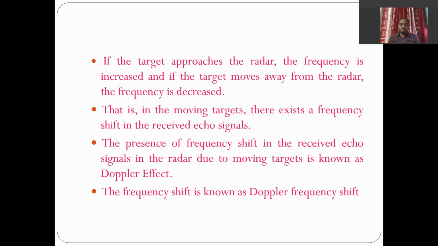This happens because, consider n wavelengths are there between you and the target. You are the radar, the CW radar system, and between the target and you there are n lambdas. If the target is coming towards us, that n lambda occupies a distance of r. When the target is approaching you, this r is decreasing. That means the time required to execute n lambdas is reduced.